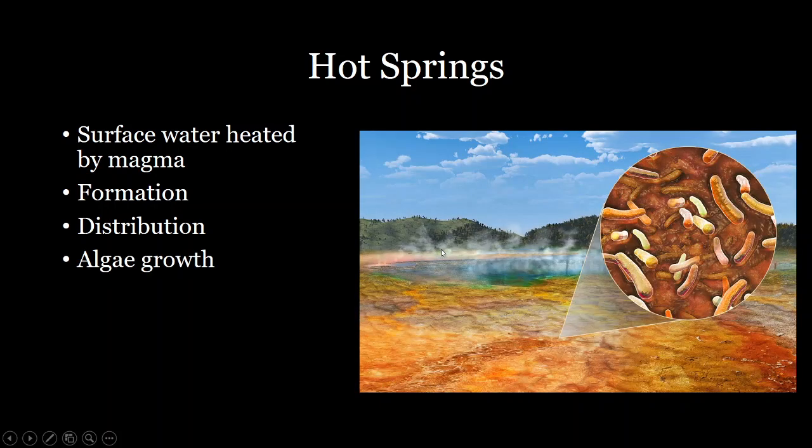Another interesting thing about hot springs is that they can have algal growth in them. That's what caused the color that we saw in the intro slide. So the algae that grow in hot springs are known as extremophiles. They're extremophiles because they've adapted to the extreme temperature and also the extreme chemical concentrations in these waters.